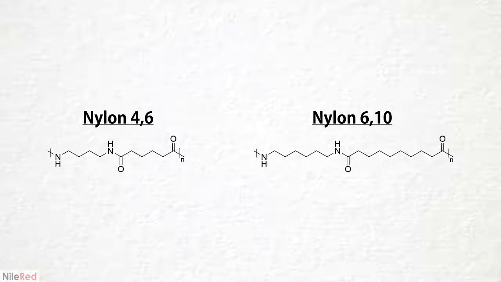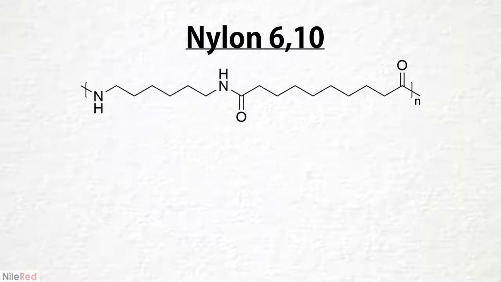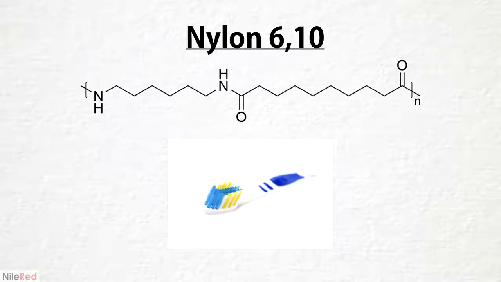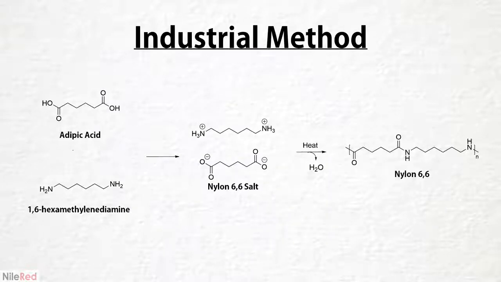The different lengths of the building blocks give the final polymer different properties, which makes them useful for different things. For example, nylon 6/10 is better at retaining its properties when wet, so it's the nylon of choice to make things like toothbrush bristles. Anyway, I decided to make nylon 6/6, and there's 2 major ways to do this.